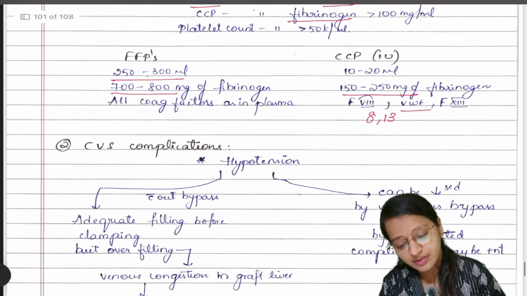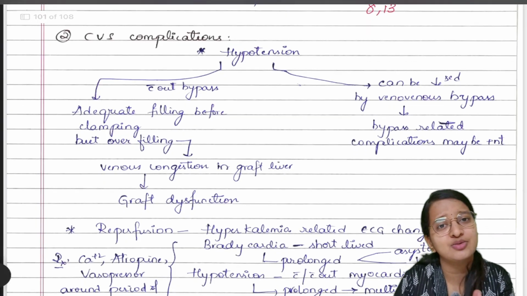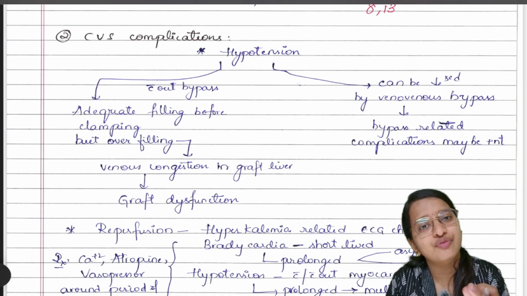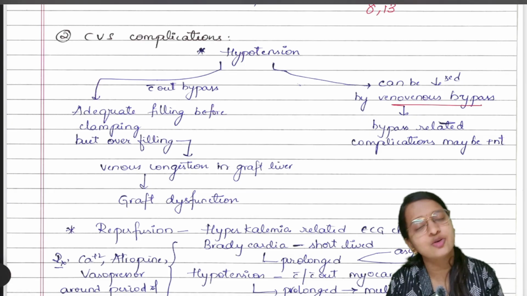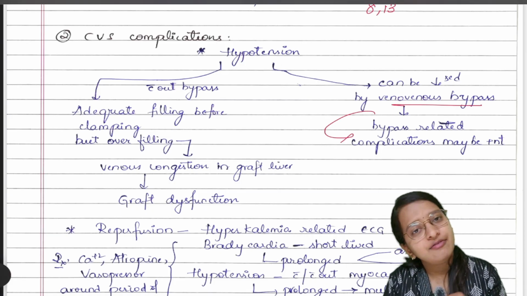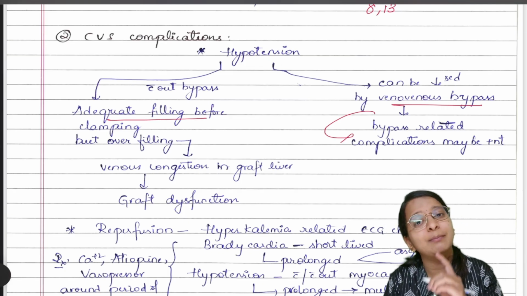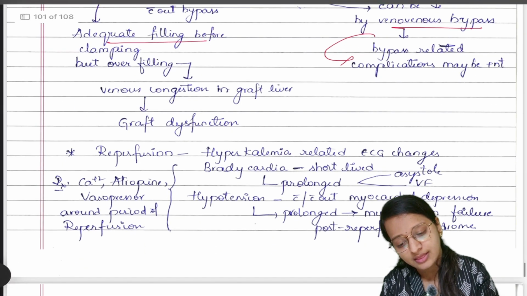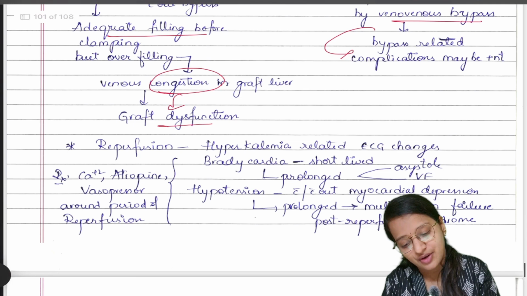Okay. So coming to serious complications, obviously there will be hypotension. And for that, I can go for veno-venous bypass. But there will be bypass related complications. And if I'm going for liver transplant without a bypass, I have to see adequate filling before clamping. But that shouldn't be overfilling. Again, it will lead to congestion. Okay? That congestion will lead to graft dysfunction.